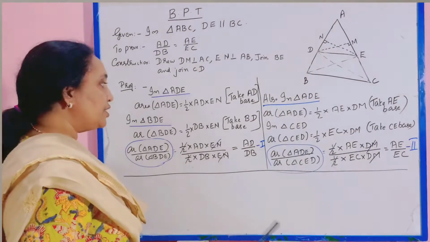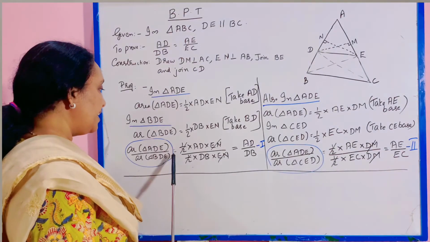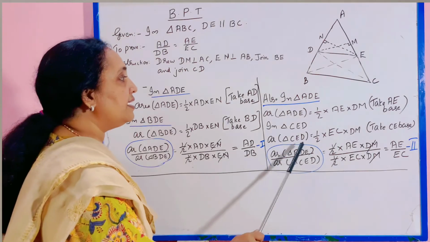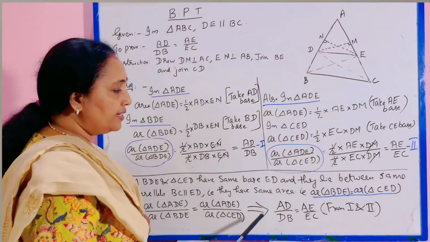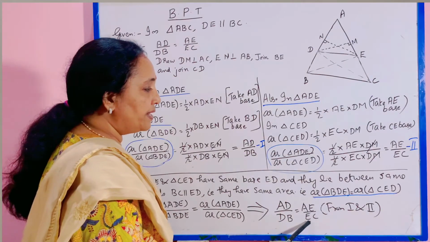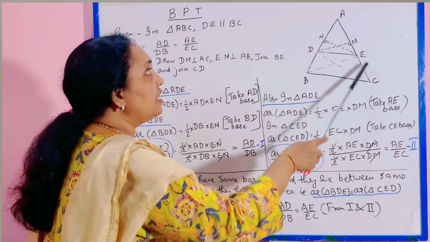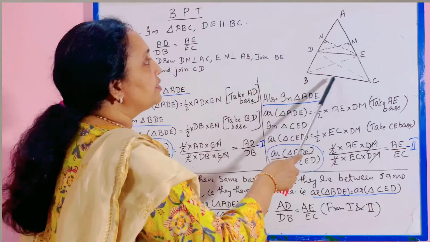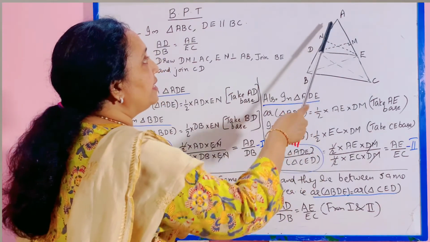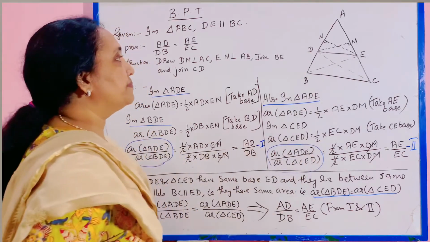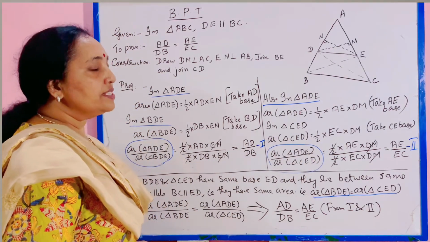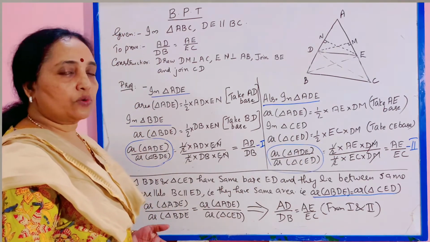That means you can write the area of triangle ADE by BDE is equal to the area of triangle ADE by CED. Here we got AD by DB is equal to AE by EC. In this triangle, if DE is parallel to BC, then AD by DB is equal to AE by EC. And the converse of the basic proportionality theorem is also true.